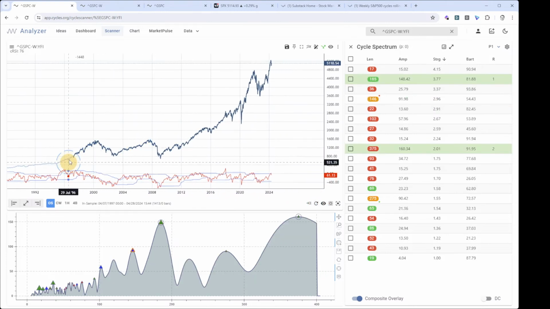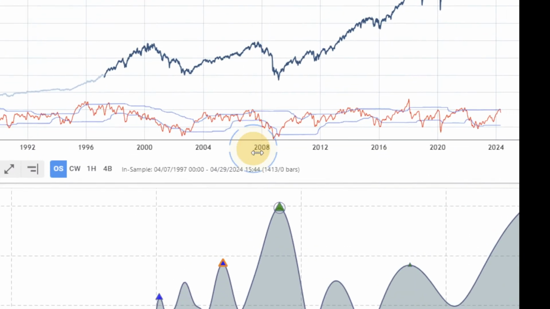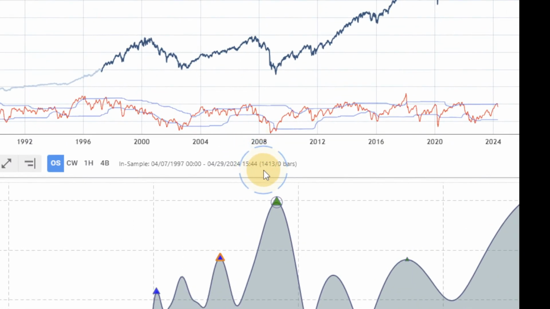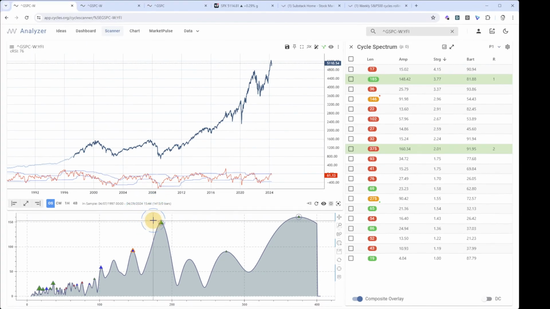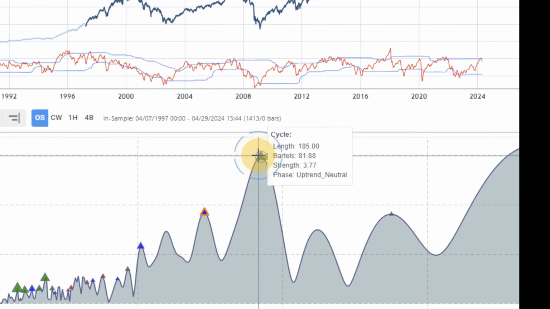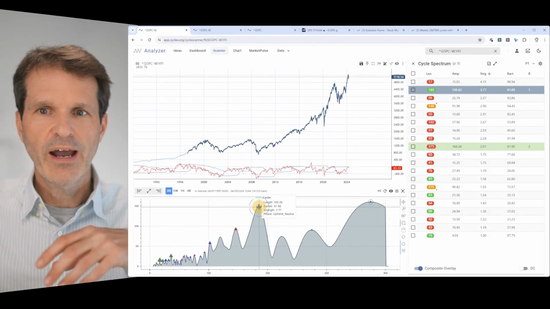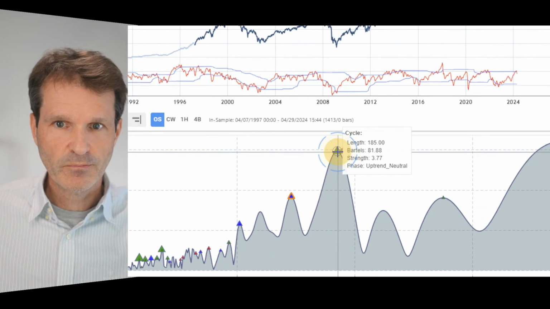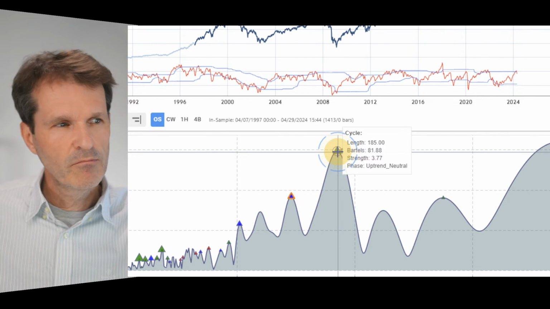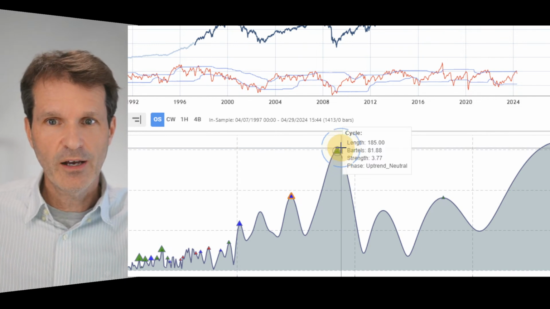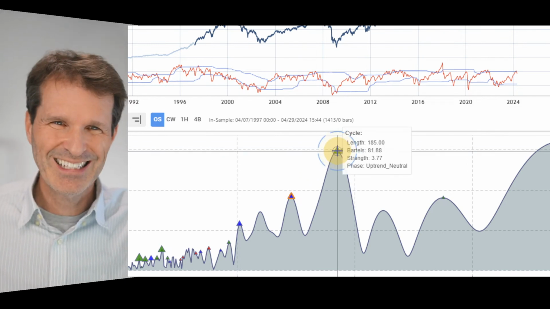So now you see the dark blue has extended. We have now close to double the amount of data points which have been used for the analysis. And let's get back to the spectrum here. So the most important one, now 185 weeks. So by using more data, we see the same dominant cycle, 176.